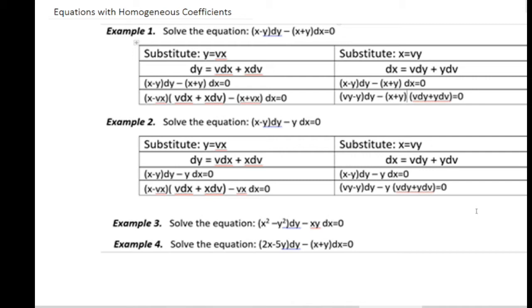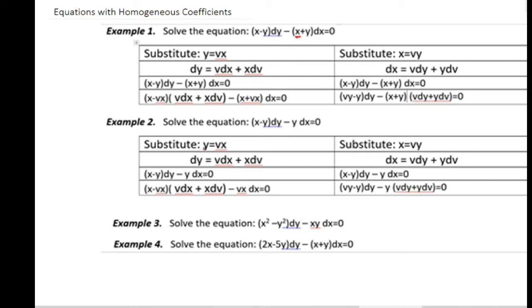In our example 1, as we said, the two substitutions have the same length of solution and the same in terms of easiness. Now let's focus on example 2. The equation is (x - y) dy - y dx = 0. Actually, comparing example 1 and example 2, I just removed the x here. Now we have a negative y dx.